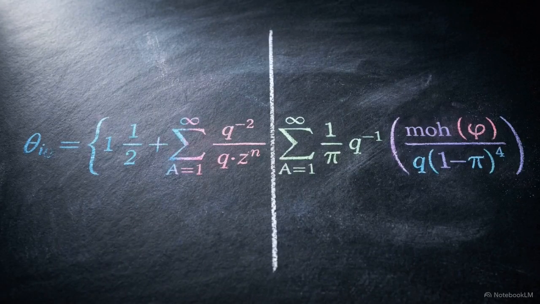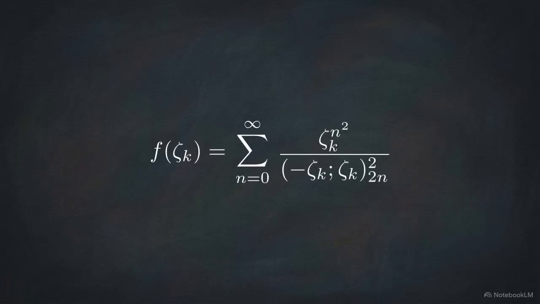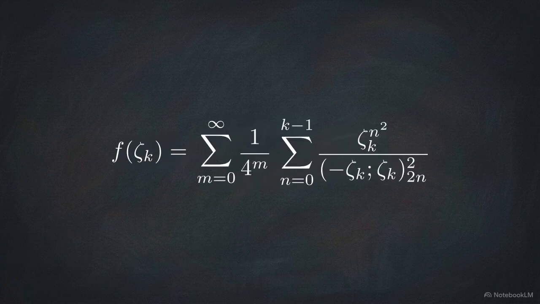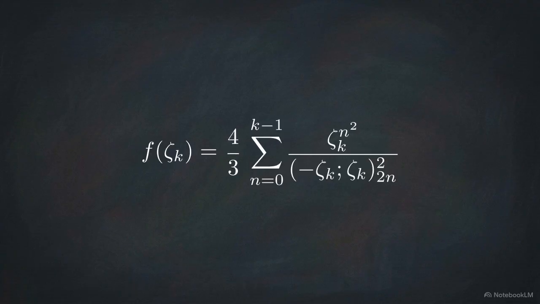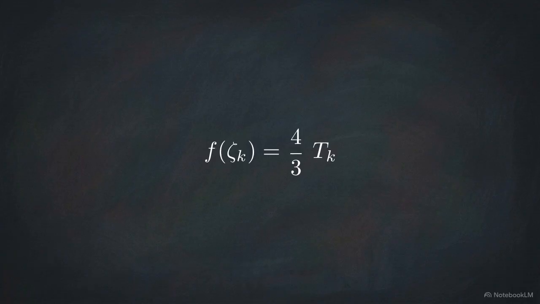We can now rewrite the entire mock theta function to separate these repeating cycles from the core algebraic values. The formula splits into two parts: an infinite geometric series summing powers of 1/4, and a bounded finite sum we call T_k. The infinite geometric series evaluates exactly to the fraction 4/3. This leaves the period sum T_k. Because the periodicity handles the infinity, this sum is now finite, running only from index 0 to k-1.